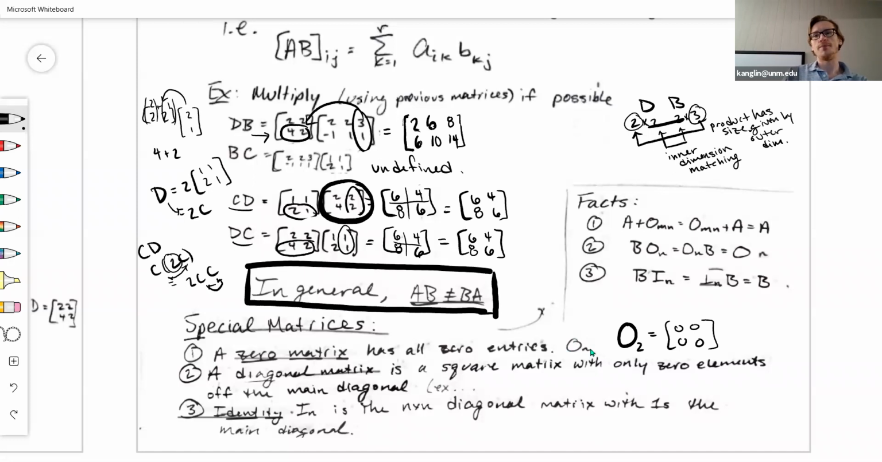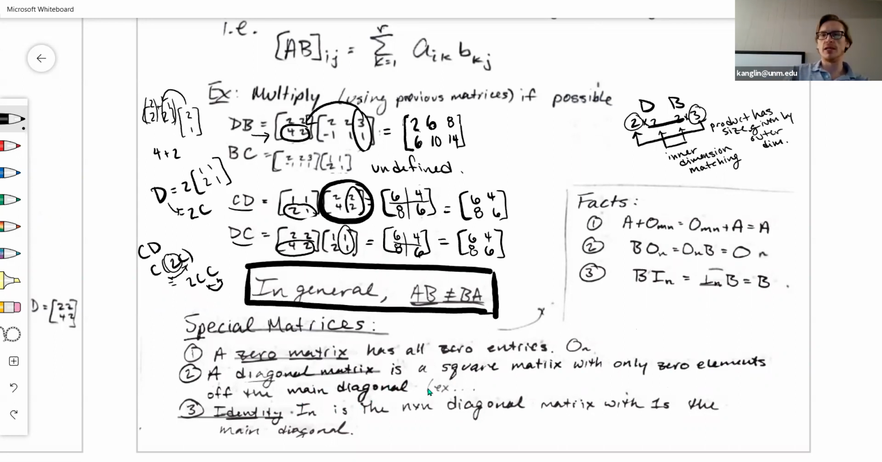Right? That's all we get. So that's one very special matrix, the 0 matrix. There's also a diagonal matrix, which is a very specific type. It's really just a square matrix with only 0 elements off the main diagonal.